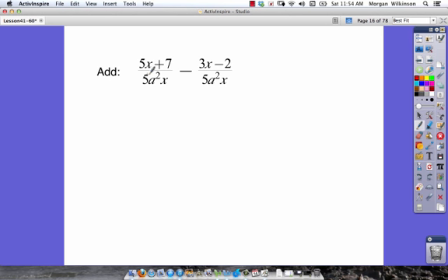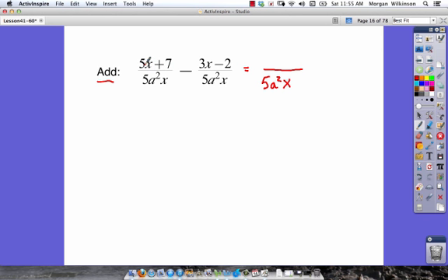Let's look at this one. We've got 5x plus 7 over 5a squared x minus 3x minus 2 over 5a squared x. Now if you're thinking it's strange that they say add when there's a subtraction sign, what we need to remember is that we can add negative numbers. If we add negative numbers, it's the same thing as subtracting. So, we've got our denominators. They're exactly the same. So, that's going to be the denominator of our answer, 5a squared x.